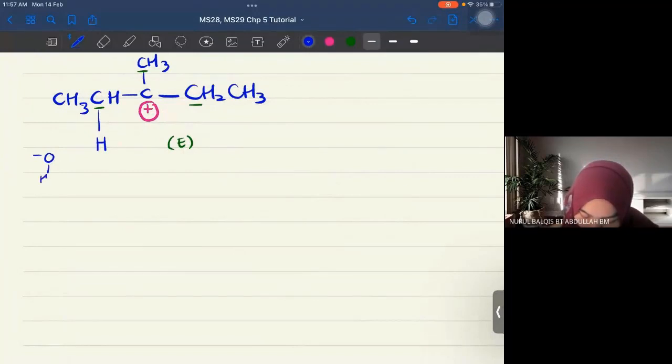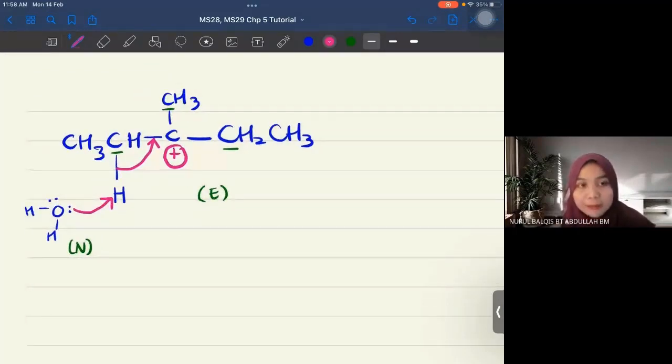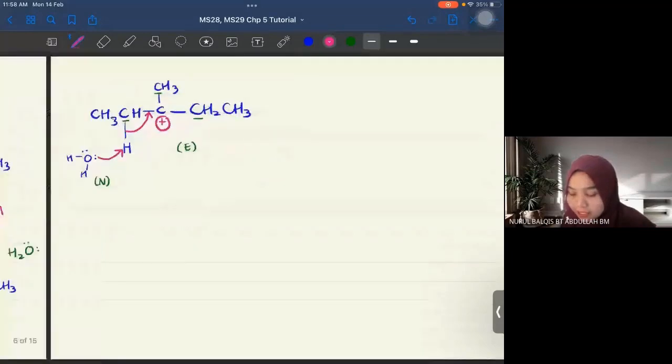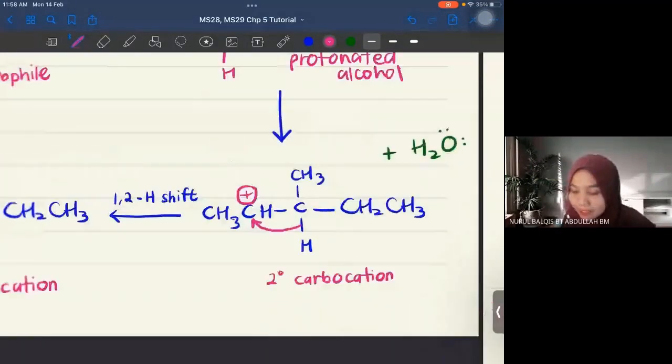You have your water with 2 lone pairs. Obviously there is an abundance of electrons here, which means it will be the nucleophile. So this nucleophile will attack the electrophile. The electrophilic site is at this hydrogen. Then this bond, the double bond, we give this bond to this bond, not to the carbon. We want a double bond, so it is bond to bond. In the rearrangement earlier, it was bond to carbon. Okay? Be careful with this one.